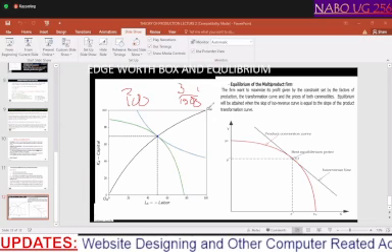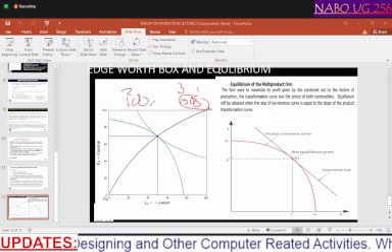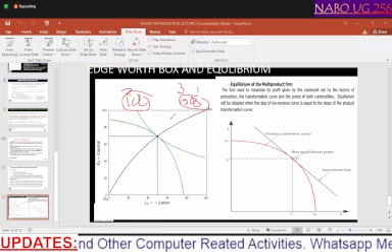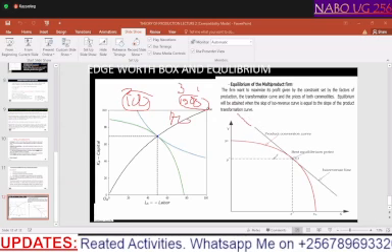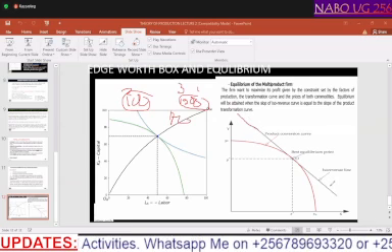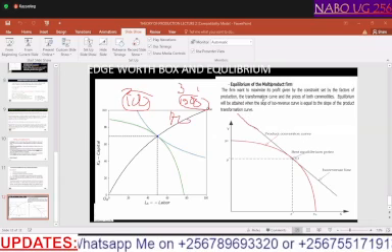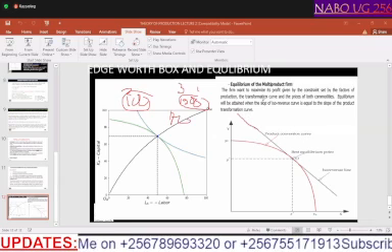Chapatis 1,500, pancakes 200. That is the total 1,700. That will be the ISO revenue curve here. Am I clear? Yes, sir. Okay. When you are selling, the revenue you get is the ISO revenue curve.